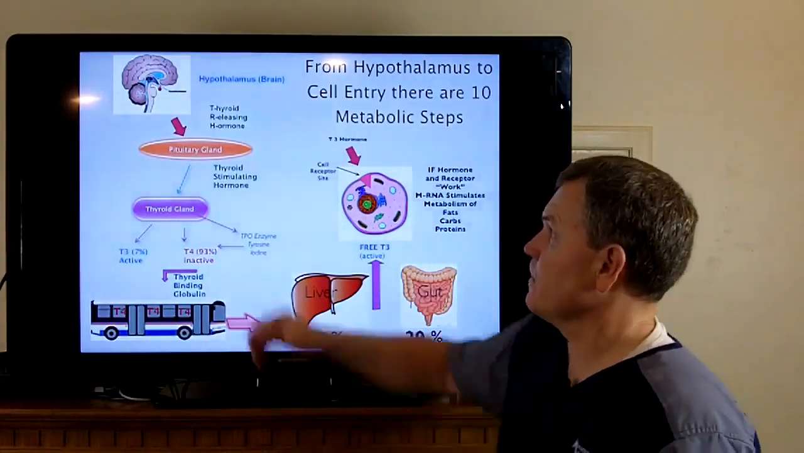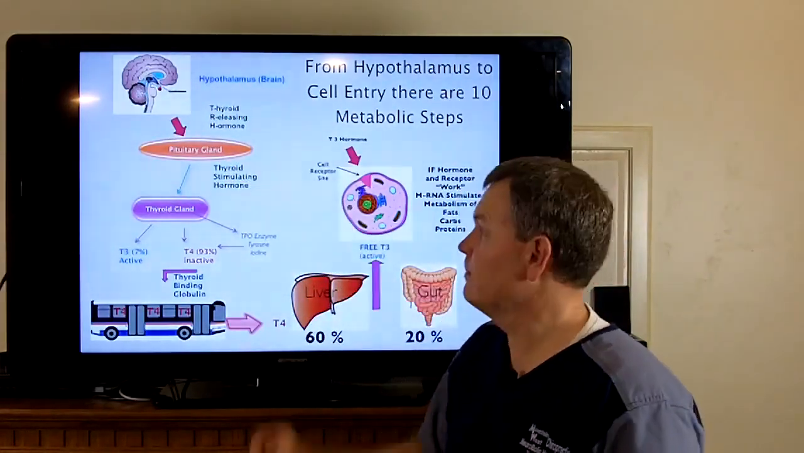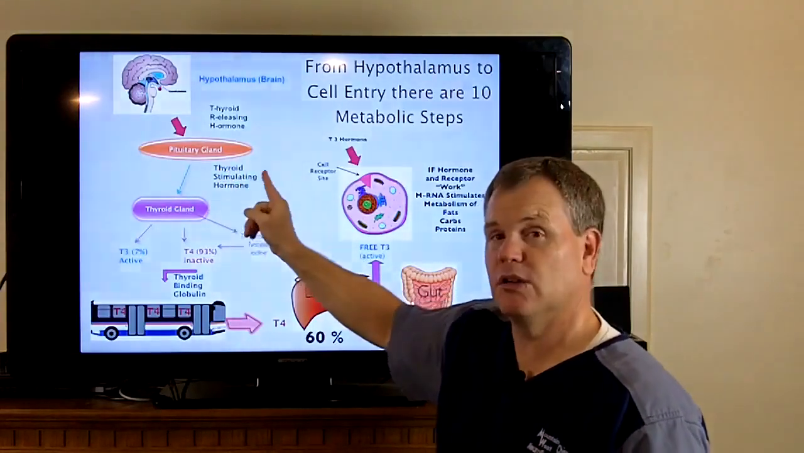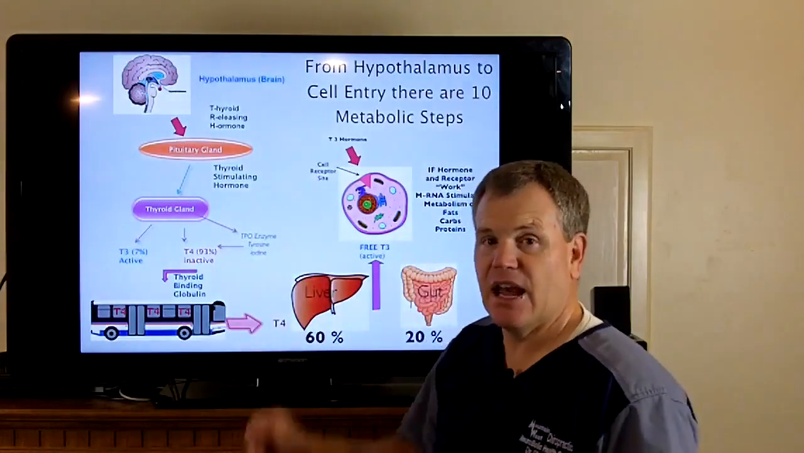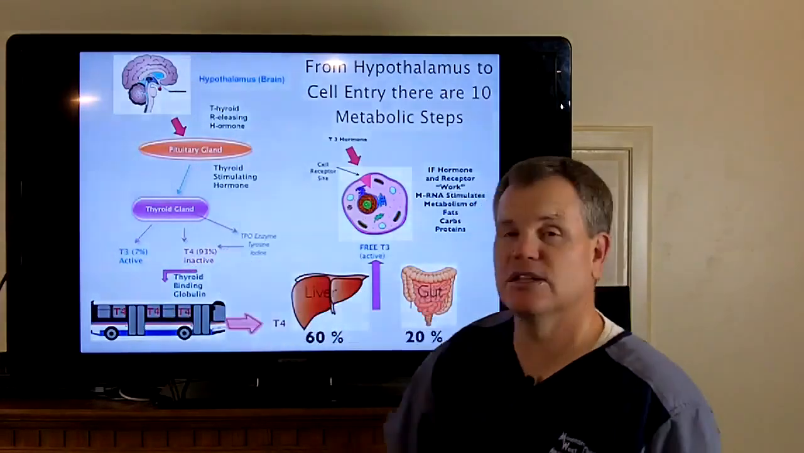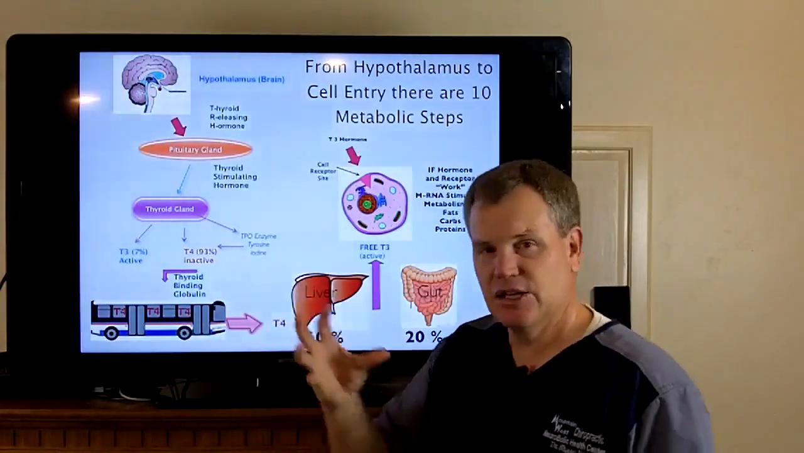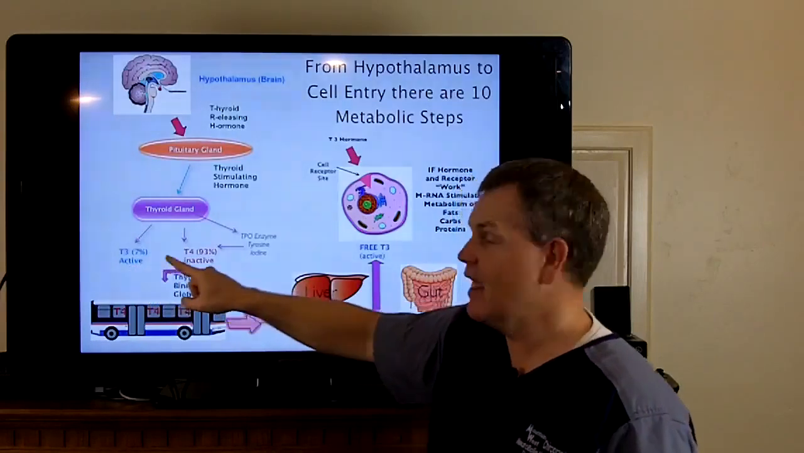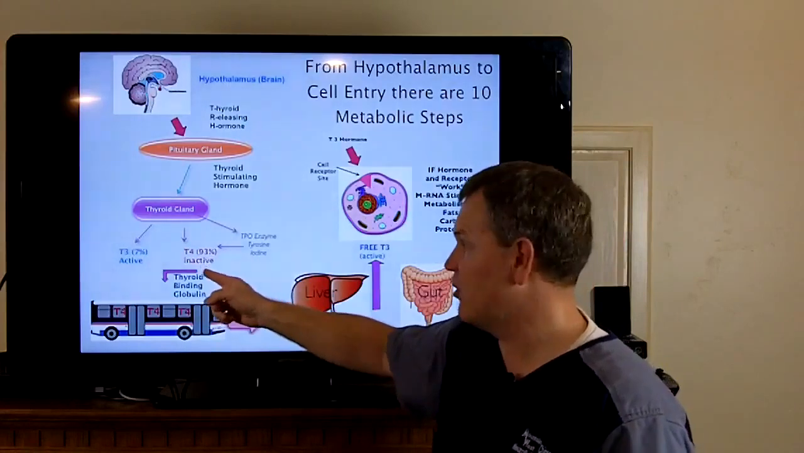So let's go through this. Hypothalamus stimulates TRH, which is thyroid releasing hormone. It sends it to the pituitary gland. The pituitary gland then sends a hormone called TSH, or thyroid stimulating hormone, to the thyroid gland. Now the thyroid gland creates two hormones, and it does it by what is called TPO enzyme. TPO enzyme allows tyrosine and iodine to get together, and we create T3, which is the active one, which is what we need, and T4, which is inactive, but we create 93% T4.